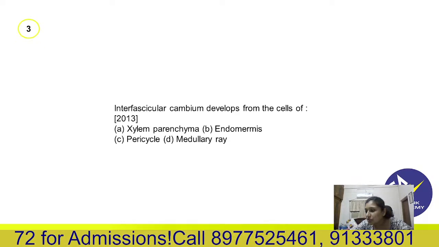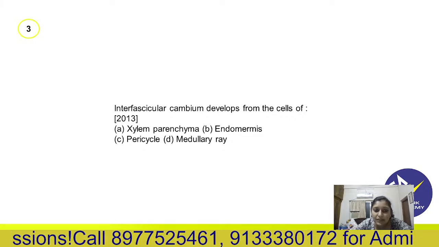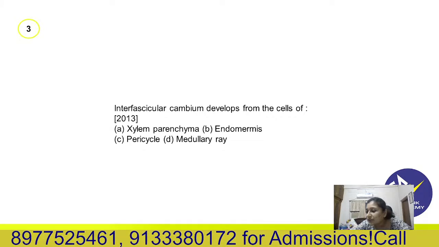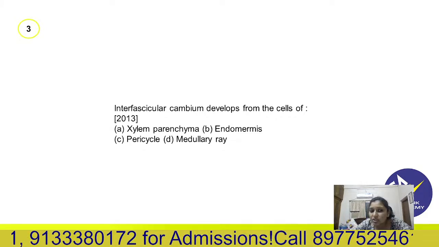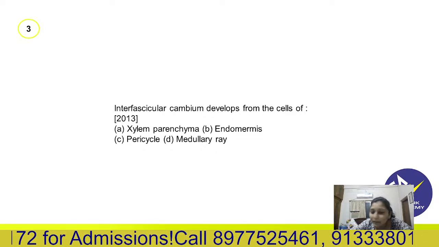Then third question, interfascicular. Remember, interfascicular cambium develops from the cells of what? Interfascicular cambium means between xylem and phloem patches. So it is developed from xylem parenchyma, endodermis, medullary rays or pericycle region.